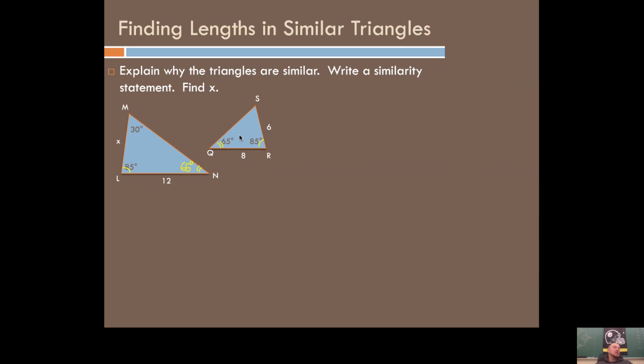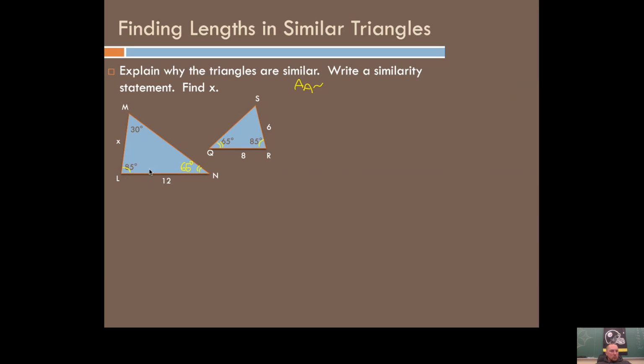Angle is probably the simplest shortcut for showing the triangles are similar because you only have to find two things. If you know two angles in a triangle, you know the third angle. So that's probably the best way to go about this. In fact, it's really the only way. But if you have an option, I think angle is pretty easy. So why are they similar? They're similar by angle.